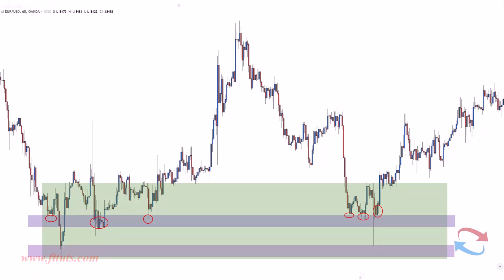So all we're doing is plotting our levels of support and resistance inside of daily levels of supply and demand, and looking for trading opportunities within those daily zones.